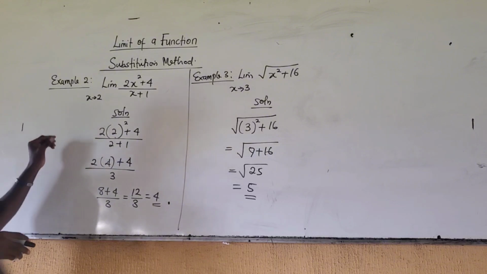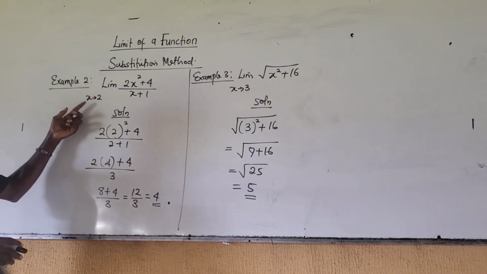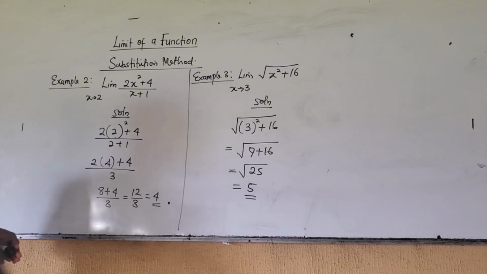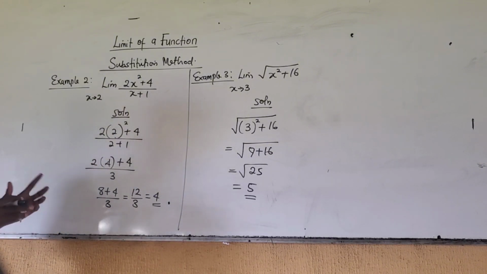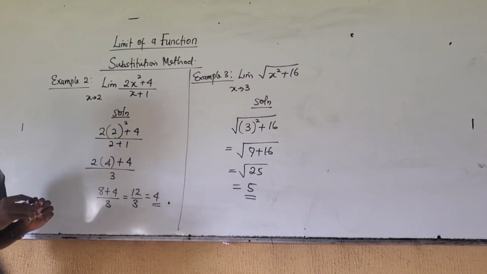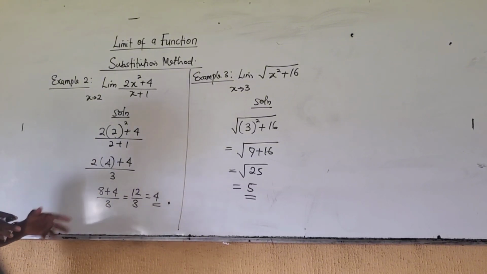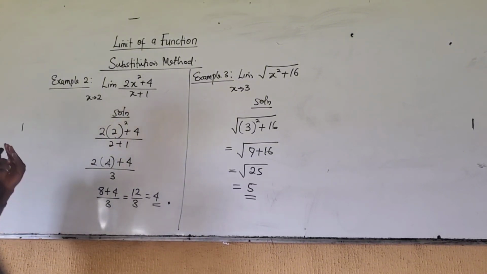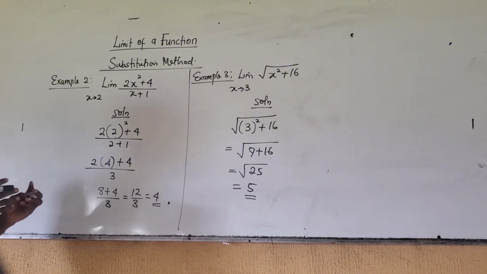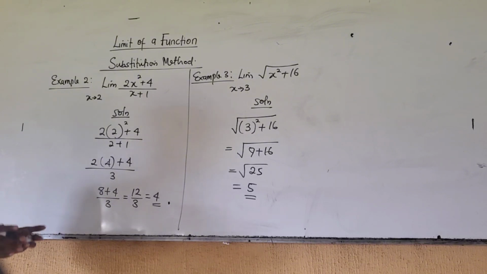So for some questions, when you substitute the value of x into the function, you may have 0 over 0. And in such a case, we cannot solve with this method. We have to improvise and use either the factorization method. So in our next video, we will explore the factorization method and dividing with the variable of highest power.